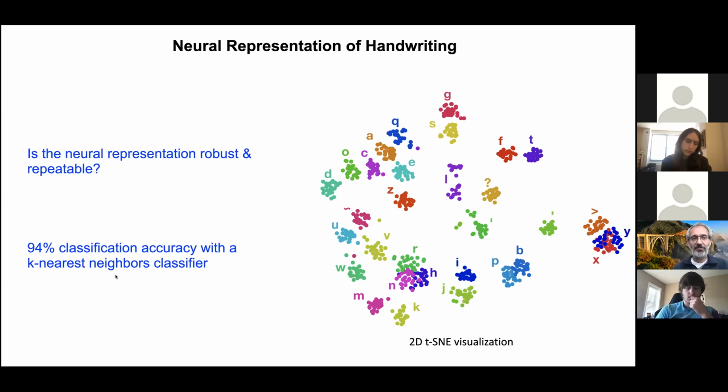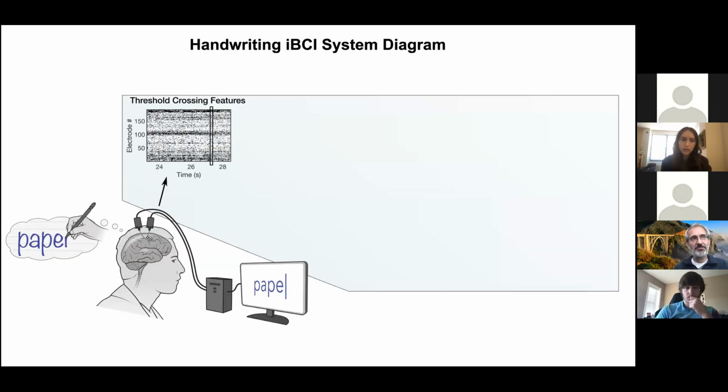So this is sort of like, okay, the game is afoot. We've got modulated signals. We seem to be able to classify them on a single trial. Now let's go build the system.